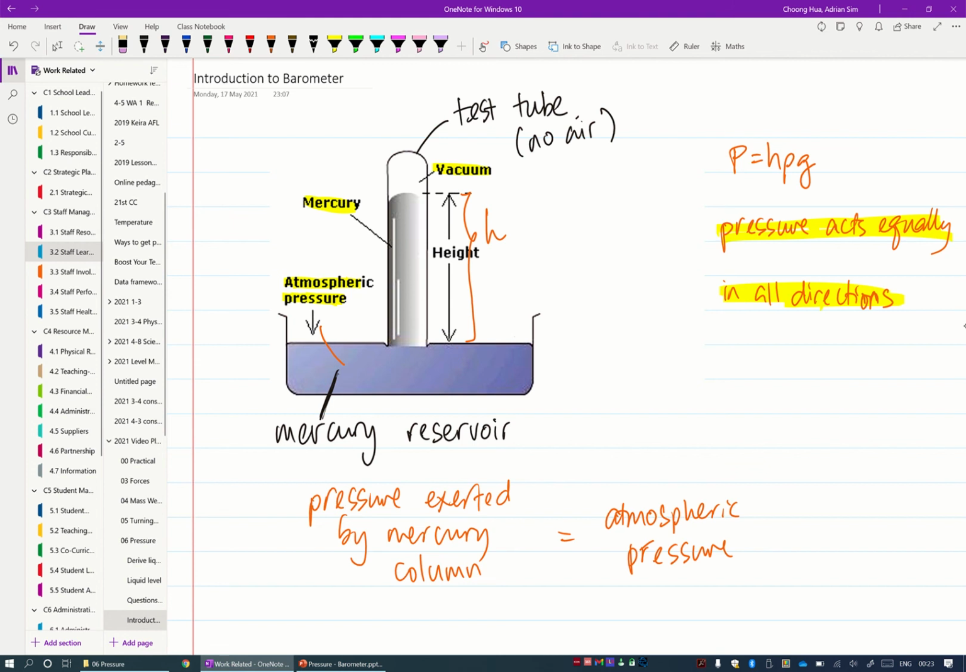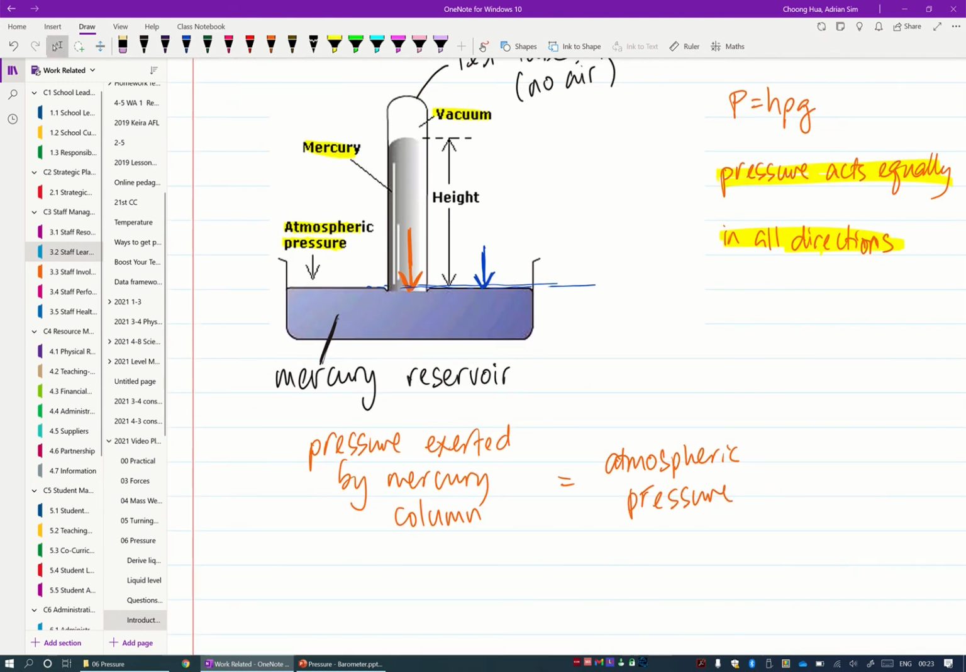So I'm going to erase some things here just to tidy up. So the pressure as indicated by the orange arrow by the mercury column becomes equal to the atmospheric pressure as indicated by the blue arrow. Right. So this is the same level. The pressures are equal. And hence you have pressure exerted by mercury column equals atmospheric pressure.